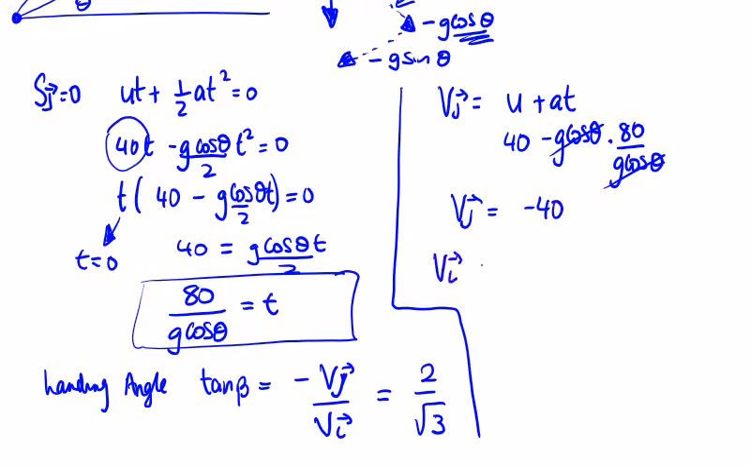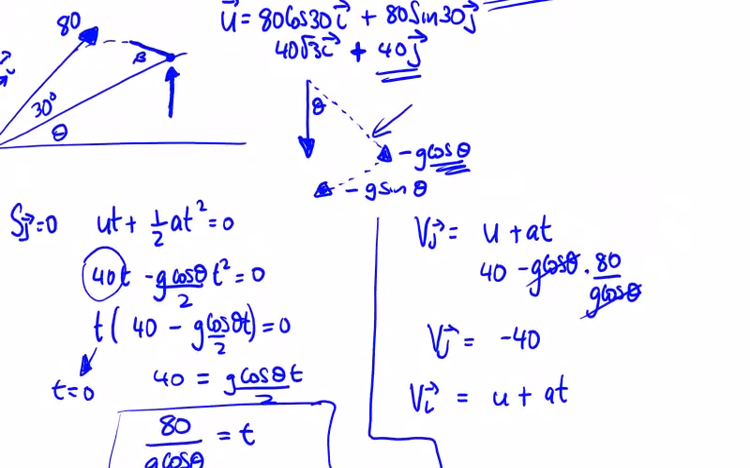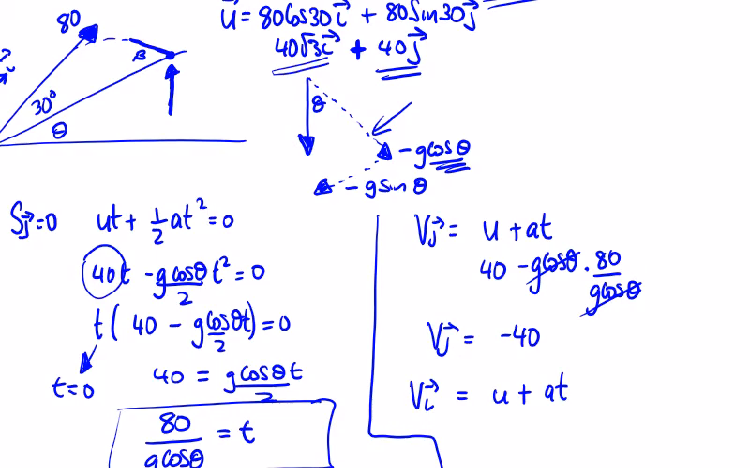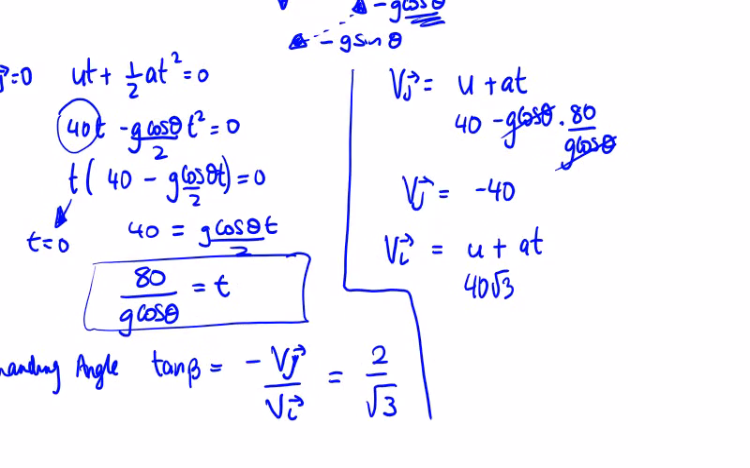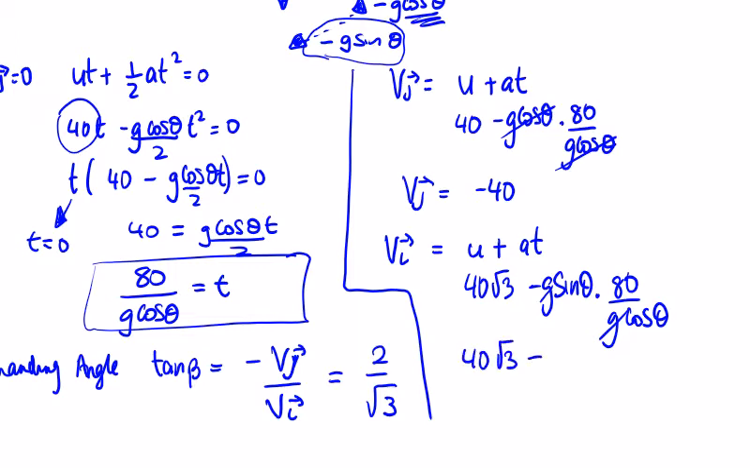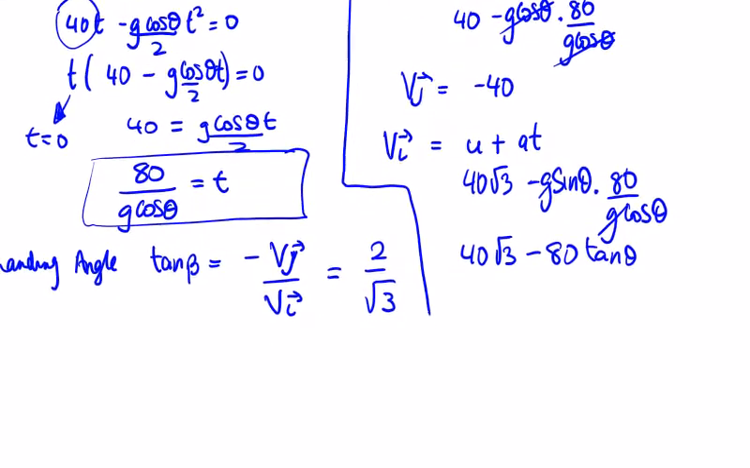Velocity in the i direction is also u plus at. What do we have for u? 40 root 3 up here. So 40 root 3 minus g sine theta. You can see that here. Minus g sine theta times time, which is 80 over g cos theta. So you can see we're going to have a tan in here. The g's cancel. Sine over cos is tan, so we're going to be left with 40 root 3 minus 80 tan theta. So we fill those two bits of information in here.